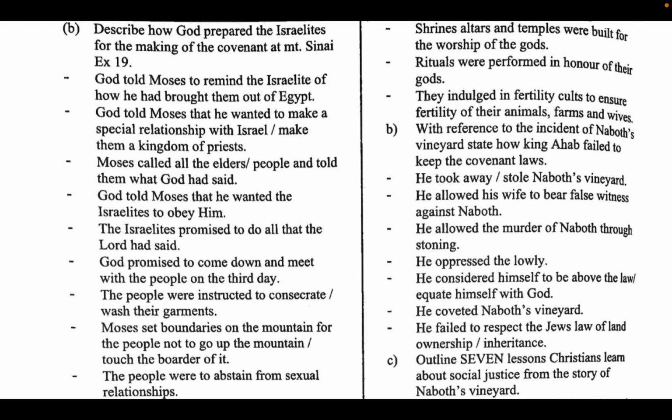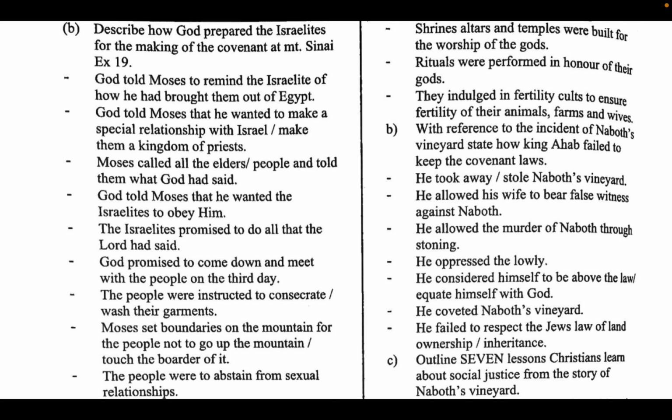Describe how God prepared the Israelites for the making of covenant at Mount Sinai, as found in Exodus chapter 19. God told Moses to remind the Israelites of how he had brought them out of Egypt. God told Moses that he wanted to make them a kingdom of priests. Moses called all the elders and also the people and told them what God had said. God told Moses that he wanted the Israelites to obey him.